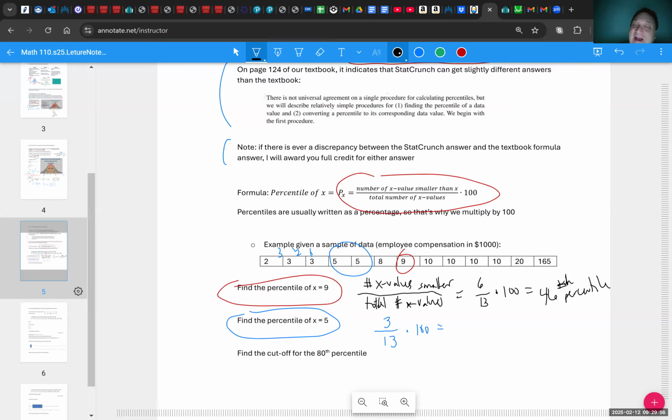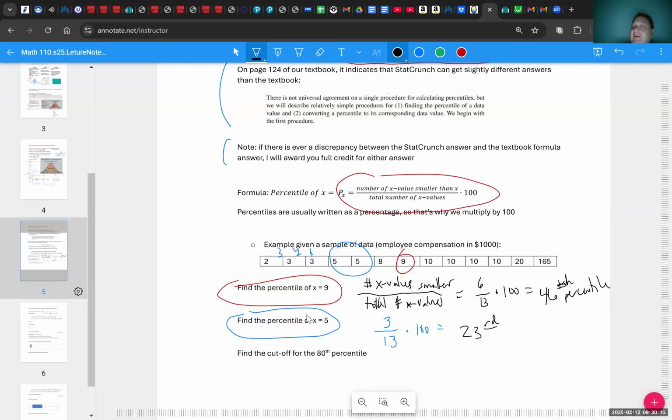So apologies. So 3 over 13 times 100 ends up being the 23rd percentile. I won't do the calculation because I'll probably make a mistake anyway. But I do know it's half as much as 46. So it's 23rd percentile. All right, and then we're going to find the cutoff for the 80th percentile.